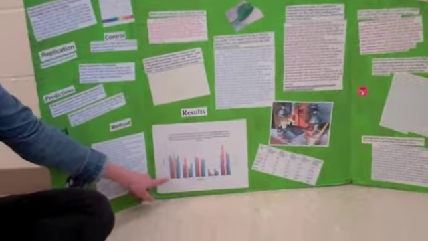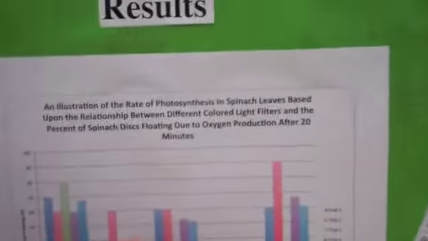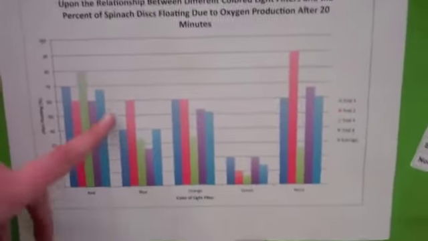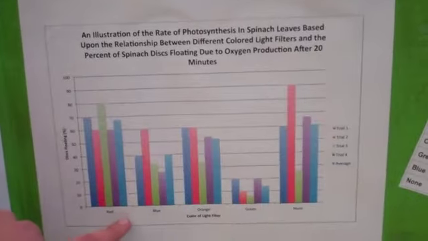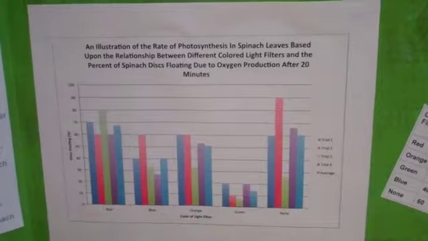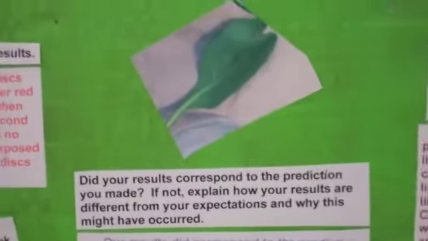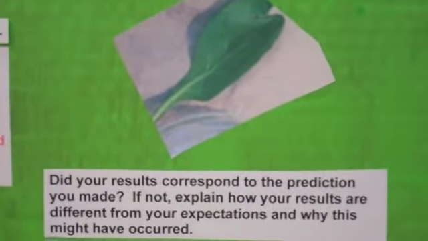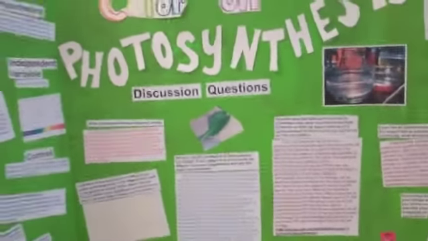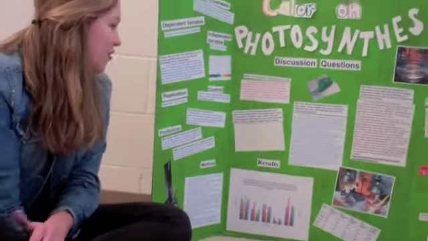Here's a picture of our graph, which shows red, blue, orange, green, and no color filter. As you can see, this blue line says the average, and the average for the red color light was more than the green color light and the rest of them. Our results did correspond to the prediction we made. The different light filters did affect the rate of photosynthesis of the spinach discs. The discs with a green filter light had a very low rate of photosynthesis, while the discs with the red filtered light had a very high rate of photosynthesis.